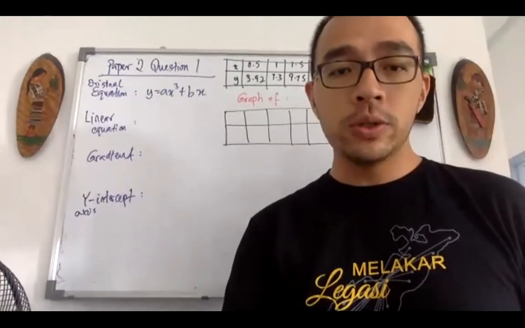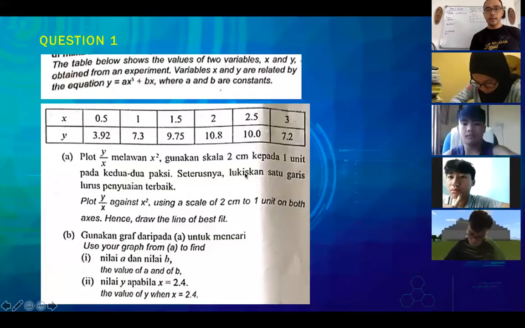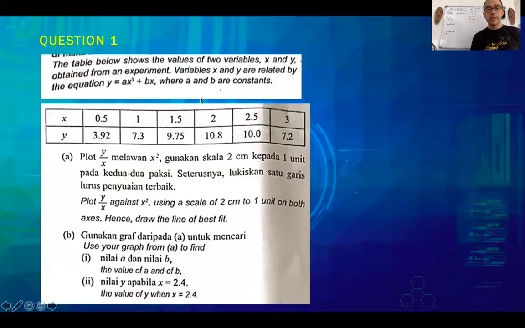So I'm going to show you. We're going to start with the first question, which is this. I want you to take a look at the first question here. The table below shows the values of 2 variables x and y obtained from the experiment. Variables x and y are related by the equation y equals ax cubed plus bx.